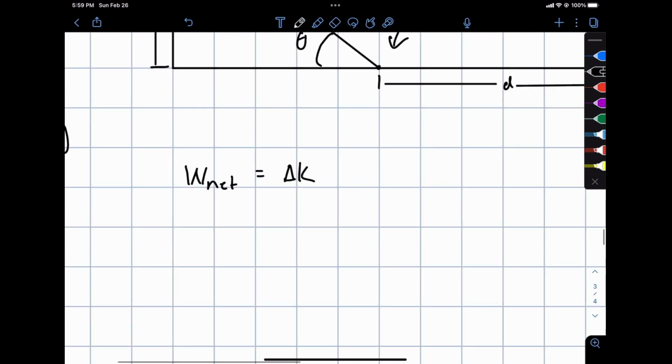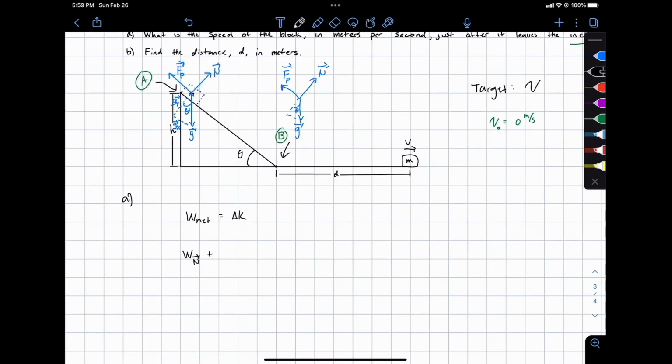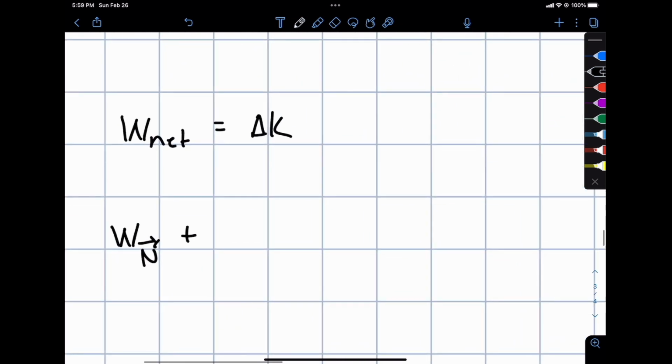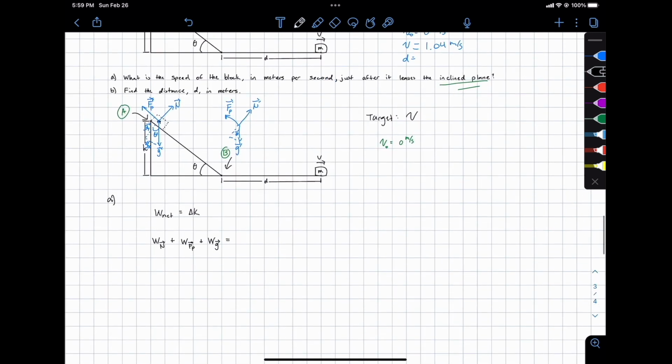So which arrows have we drawn? The normal force. So let's write that down. Work done by the normal force, plus there's the friction of the plane. So work done by friction of the plane, and the work done by gravity. We drew 3 arrows. That's it.